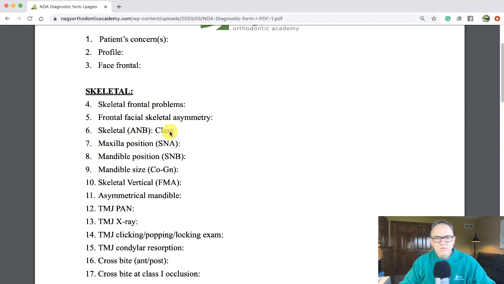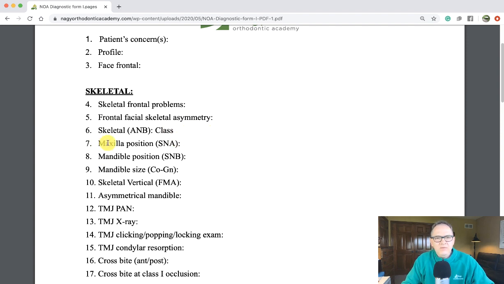But this one will be common to every orthodontic case, which is number 6, skeletal A and B. This tells you if the patient is skeletal 1, 2, or 3. So you would put in skeletal 1, 2, or 3, and I usually put in the A and B value. So I may say A and B of 5, skeletal class 2.